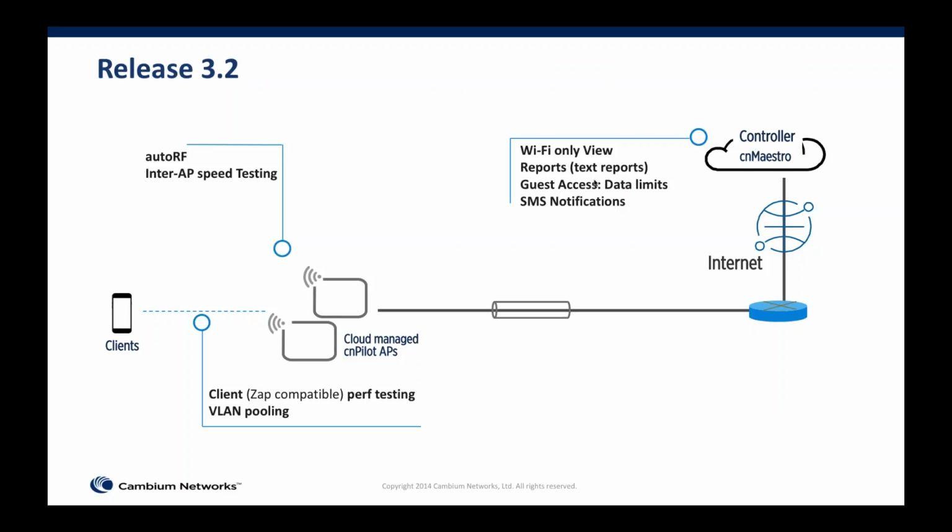In release 3.0 specifically, we've introduced autoRF, inter-AP speed testing, the capability to test between the clients and the APs, and VLAN pooling on the AP side. And then on Maestro, as we just went through, everything from Wi-Fi only views to SMS notifications.